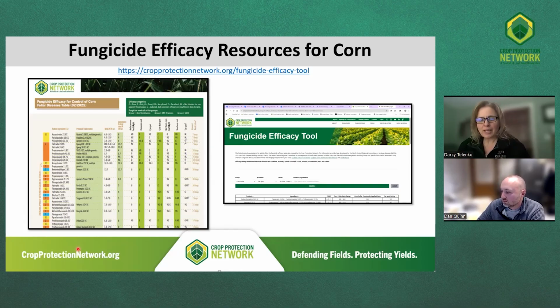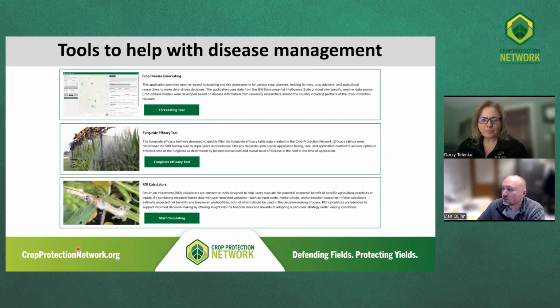And in addition to that, and I think, Dan, you can click one more time, we have an ROI calculator. So here's a summary: we have crop disease forecasting, the fungicide efficacy tool, and then an ROI calculator for foliar diseases in corn, and also white mold in soybean. It's another tool you can go in and play with. You can put in your expected yield, and based on our university data, you can assess the potential ROI if I use this particular product, and what are the odds of making that ROI. It's a neat little tool to make an informed decision.